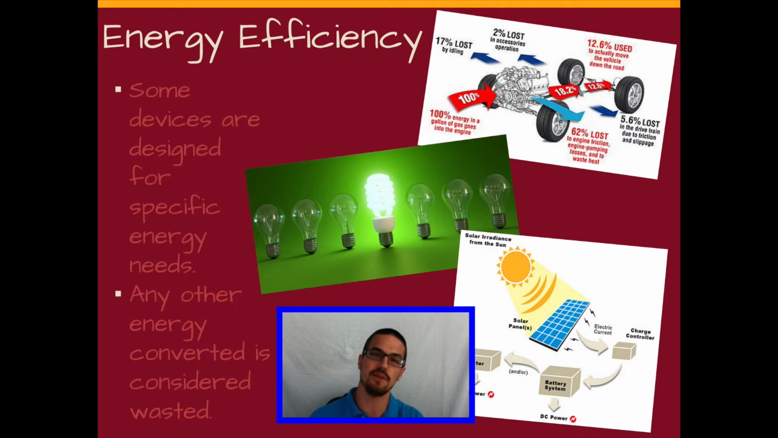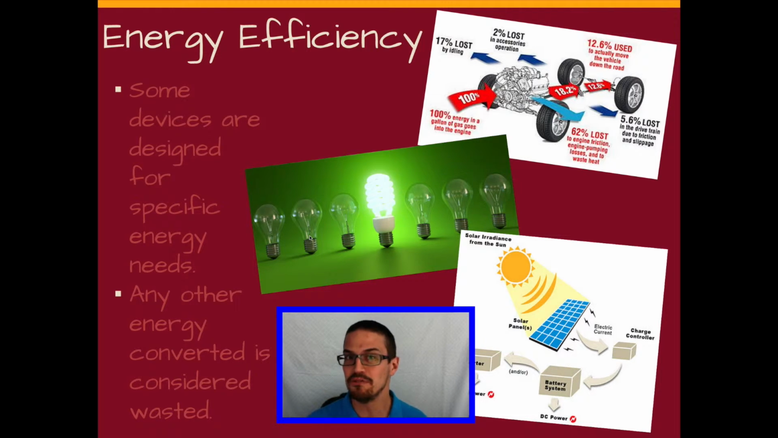Okay, next we're going to talk about something that's really closely related to this. It's called energy efficiency. Now some devices are designed for specific energy needs. For example, a light bulb. If you have a light bulb, what you want to use a light bulb for is producing light. You don't care about anything else it's producing except for light. Now the problem with old school light bulbs, so I have this right here, these old school light bulbs, they're called incandescent light bulbs, is they produced a lot of heat.